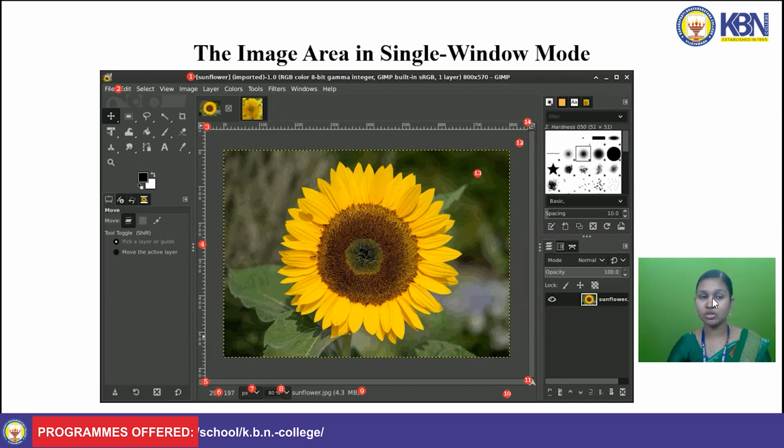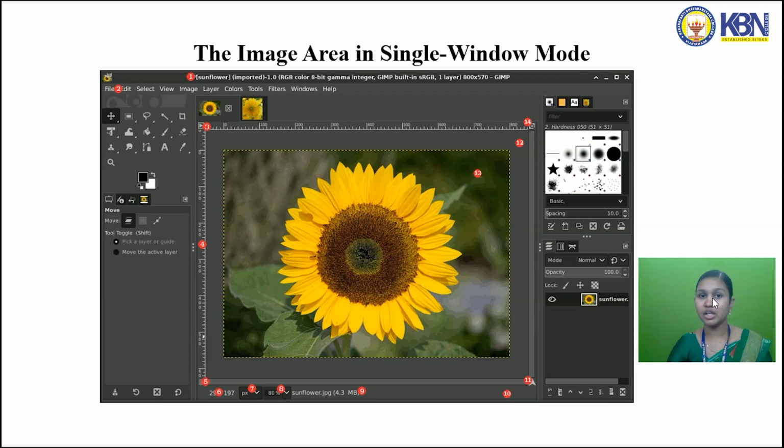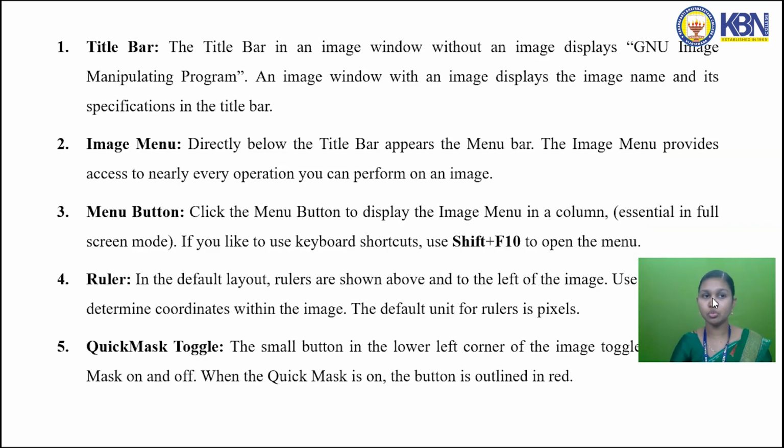See, both are similar, but the difference is small. Why? In the multi-window mode, the toolbox is not shown. In the single window mode, the toolbox options, the image, the task bar and the title bar are all represented in the single window. Now coming to the title bar. All of you know the title bar means an image window that displays the image name. In any document, the title bar gives the name of the document or software.